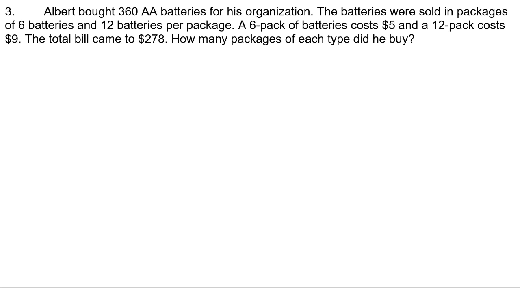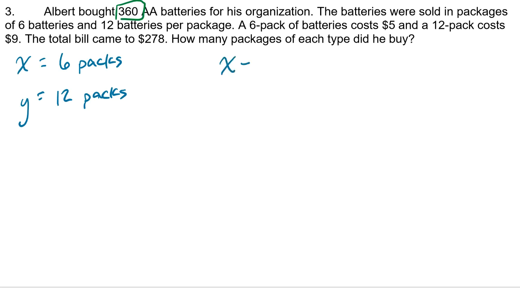All right, so again, first thing that we're going to do is just say what we're trying to solve for. So we're trying to solve for how many 6-packs and how many 12-packs of batteries they bought. All right, so now we can start putting in our equations. So first thing I notice is this 360. All right, so that's the total batteries he bought.